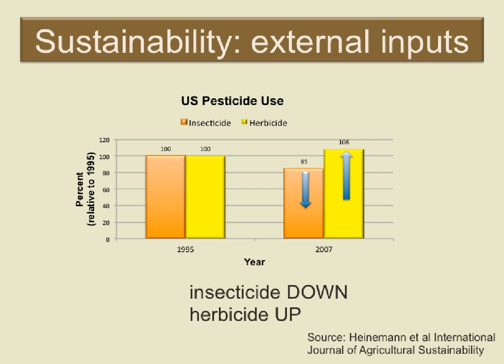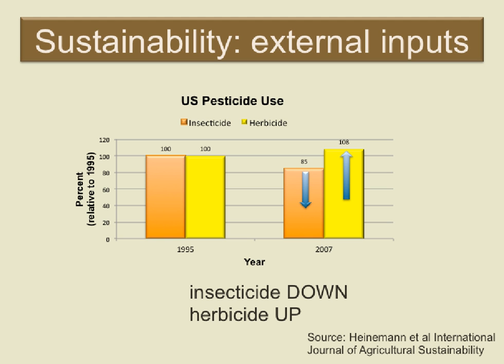We also wanted to look at indicators of sustainability. Such indicators are external inputs, and we focused here on pesticides. Choosing 1995 as our reference year, the year before the first commercial introduction of genetically modified crops, we looked at both insecticide use in orange and herbicide use in yellow. Since 1995 is the reference year, the U.S. was using 100%, of course, in 1995.